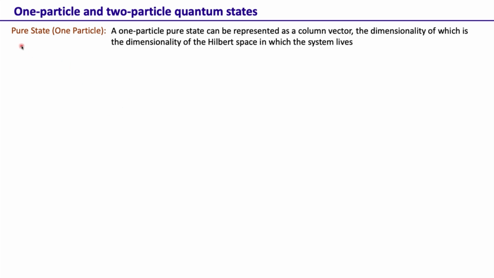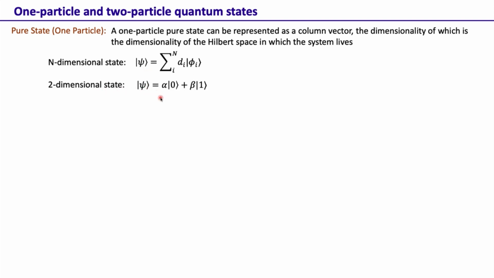This is just the basics. When we say a 1-particle pure state, we mean that it can be represented as a column vector, the dimensionality of which is the dimensionality of the Hilbert space in which the system lives. For example, if the Hilbert space is n-dimensional, then a 1-particle pure state we can write as a summation over i from 1 to n, where phi_i are the basis states and d_i is the coefficient. For example, if you have a 2-dimensional state, we can write it as psi equal to alpha 0 plus beta 1, where 0 and 1 are the basis states.